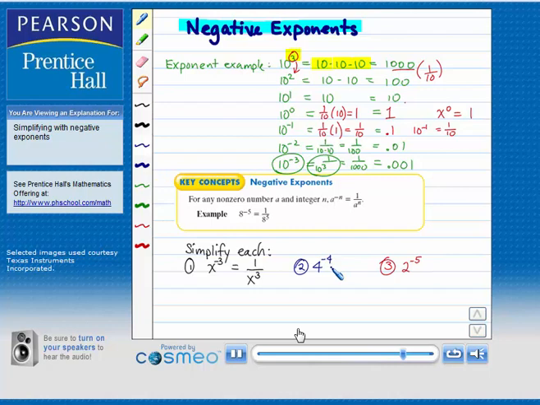Okay, well, let's see how you did. 4 to the minus 4 is going to be 1 over 4 to the fourth, and that's 1 over 4 times 4 times 4 times 4. Okay, well, 4 times 4 is 16, times 4 is 64, times 4 is 256. So 1 over 256. Right? And number 3, 2 to the minus 5th is 1 over 2 to the 5th. 2 to the 5th is 2 times itself 5 times, and that's 32. So 1 over 32.